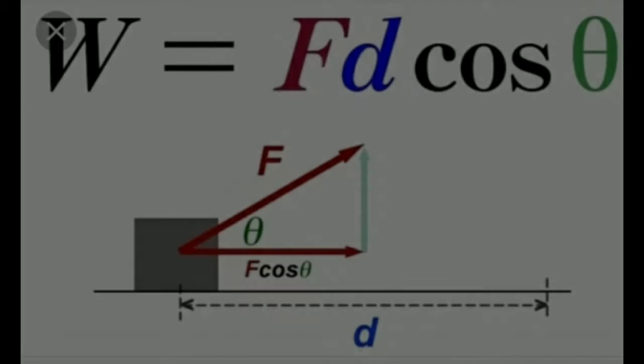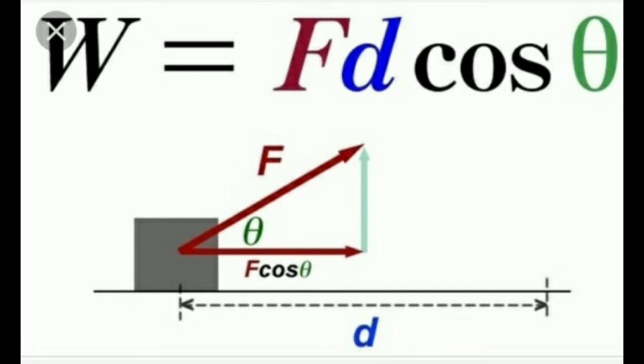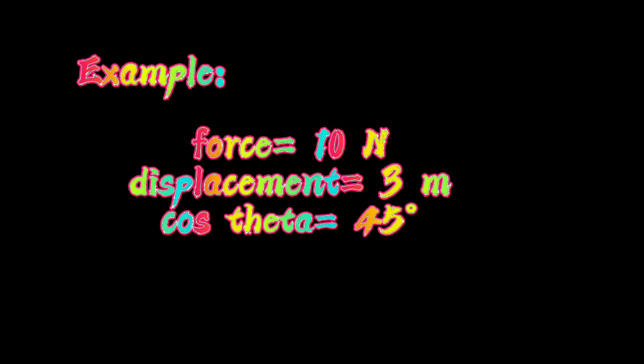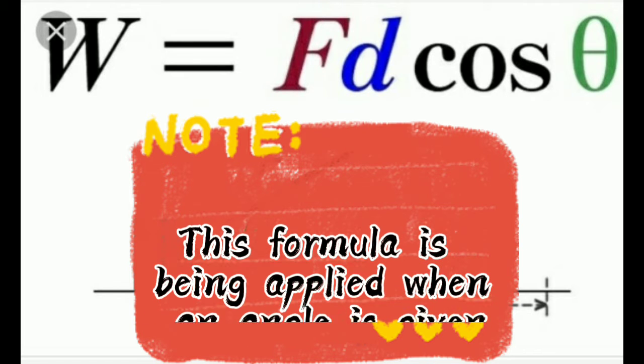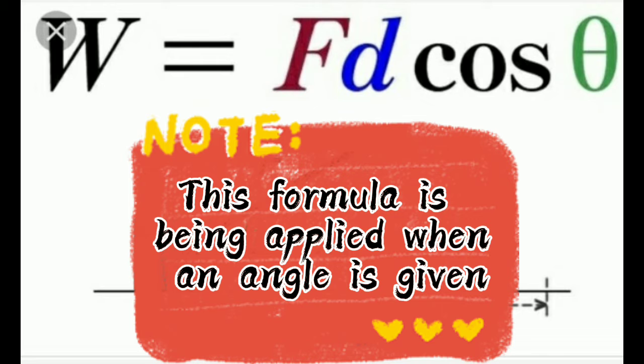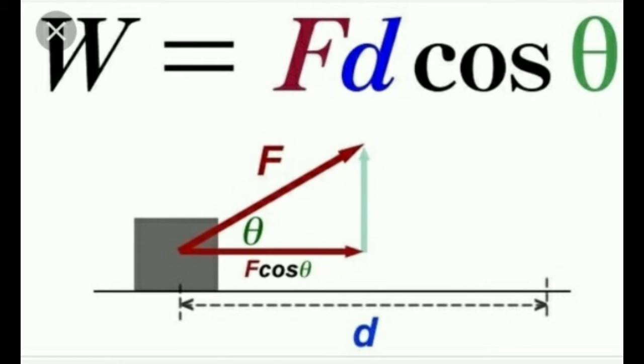Another formula: work is equal to force times displacement times the cosine of theta. Like in our example a while ago, we have 10 Newtons of force, 3 meters of displacement, and a cosine theta of 45 degrees. Solution: 10 Newtons of force times 3 meters of displacement times the cosine of 45 degrees is equal to 21.21 joules. Therefore, when force is being applied at an angle of 45 degrees, the total amount of work being done is 21.21 joules. Note that we can only use this formula if there is an angle given in finding the amount of work.